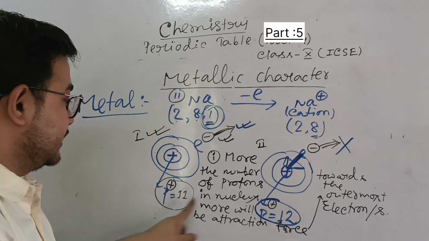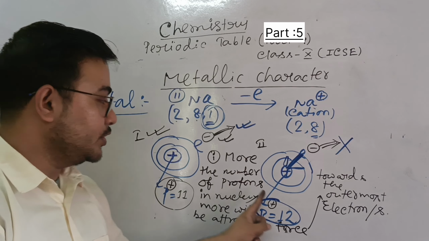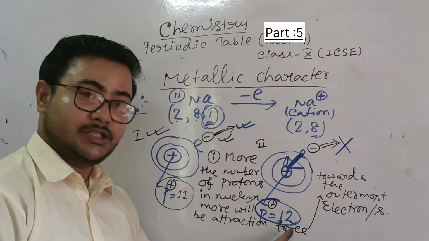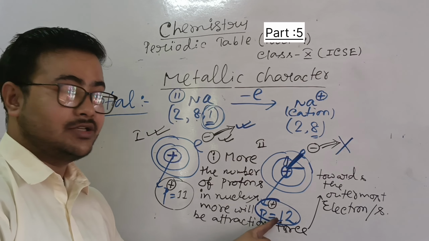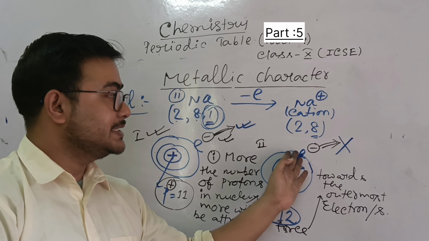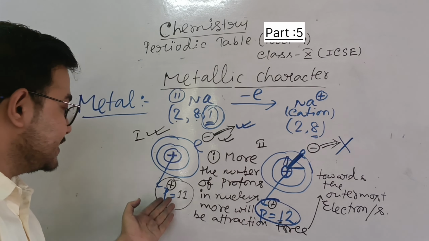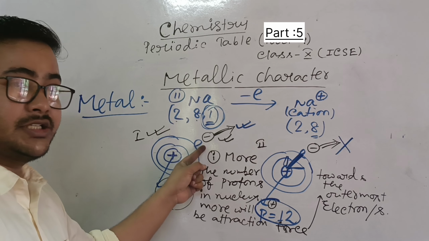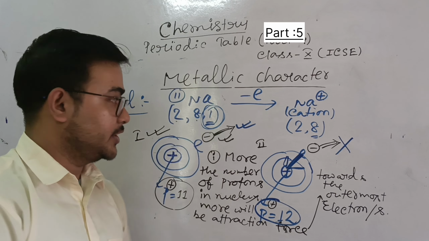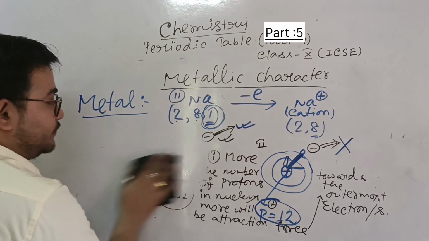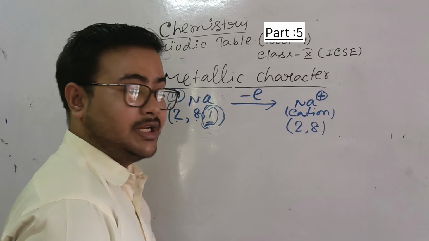First factor is nuclear charge. You can note it down, nuclear charge, first point. More nuclear charge, more attraction, so it is difficult to remove an electron, so less metallic character. If less nuclear charge, so less attraction, it is easier to remove an electron, so more metallic character. So it is the first point. Now what is the second point? That is the second factor.